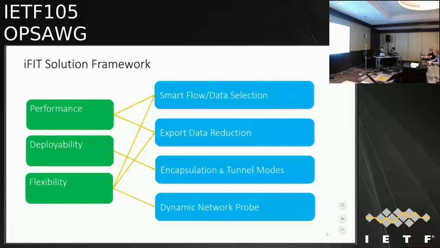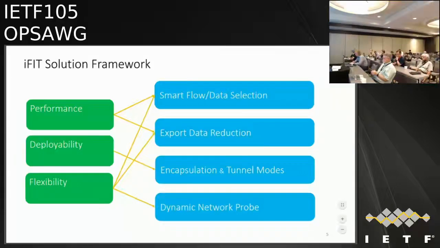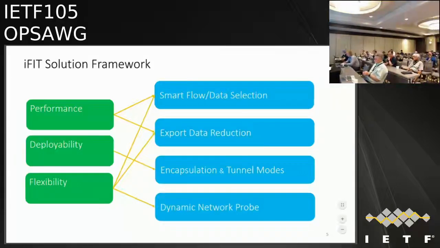And the second component is export data reduction, which means at every node, if it needs to export data, we can deploy some event-based smart filters to reduce the amount of data that needs to be exported. That's very effective to reduce data bandwidth, and also reduces the load on the processing server. And the third component covers all the encapsulation and tunnel mode issues, so we make it workable in different underlying networks.